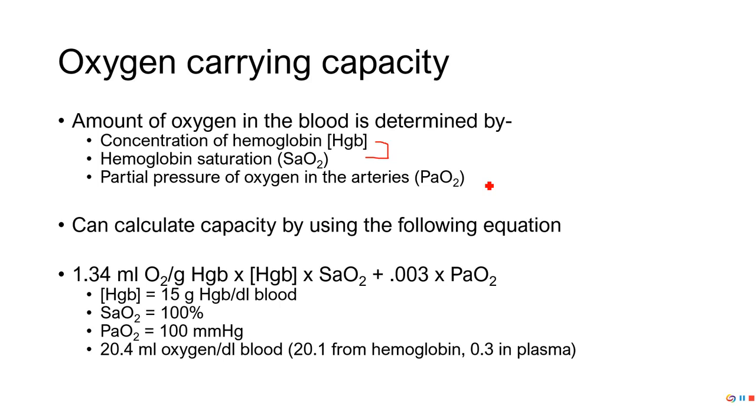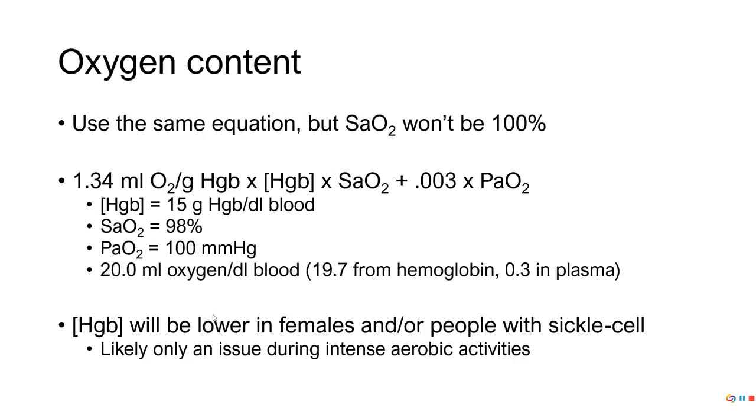Now, if we're looking at capacity, saturation will be 100%. If saturation is not 100%, which will never happen, then we're just looking at content, which is the exact same thing, but we've got a different saturation. Okay, and so in this case, we've lowered our saturation to 98%, and as a result, we have 20 mils of oxygen per deciliter of blood.